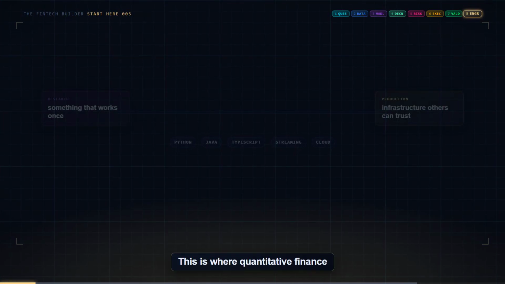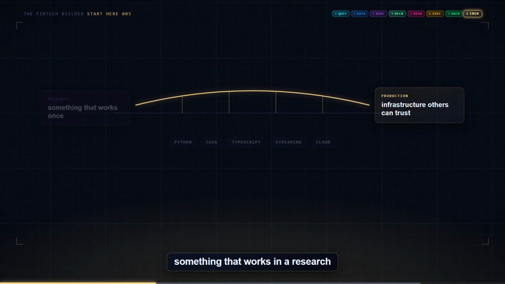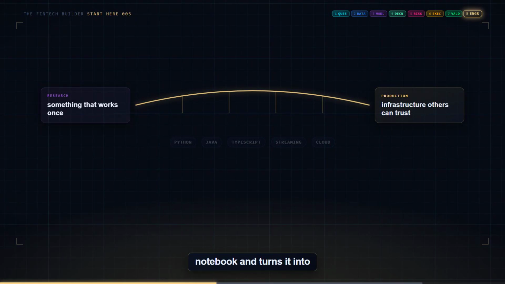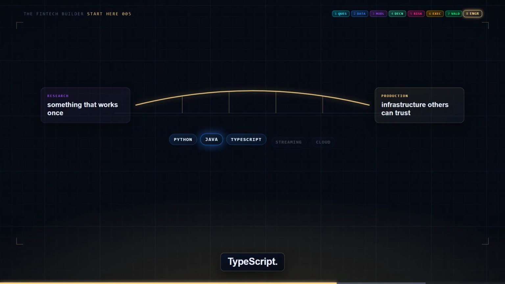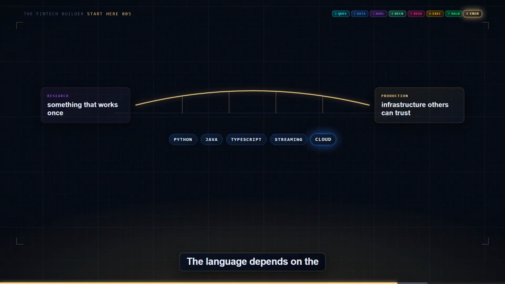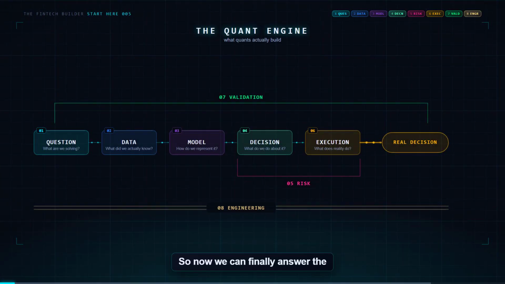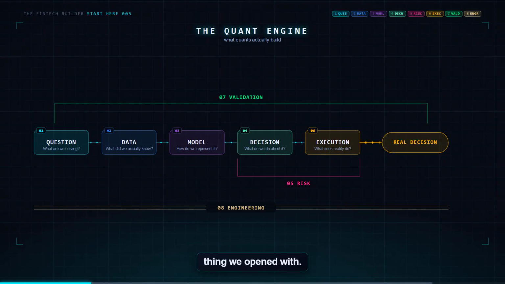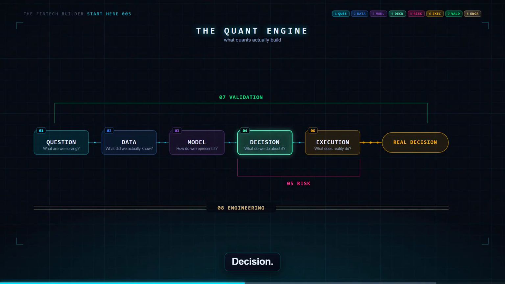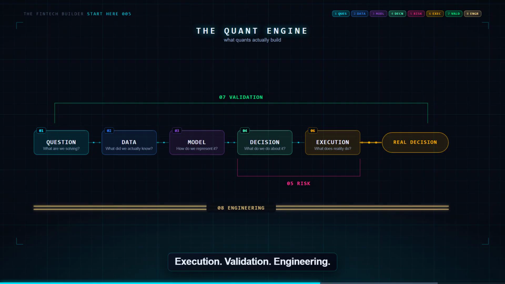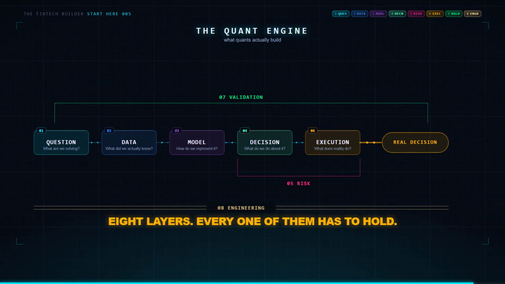This is where quantitative finance and software engineering actually meet. A quant developer takes something that works in a research notebook and turns it into infrastructure other people can trust. Python, Java, TypeScript, streaming, cloud. The language depends on the problem. Correctness does not. So now we can finally answer the thing we opened with. What do quants actually build? Question. Data, model, decision, risk, execution, validation, engineering. 8 layers and every single one of them has to hold.